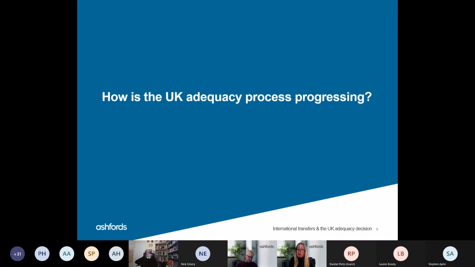But we're now halfway through that bridging period, if it extends for the full 6 months until the 30th of June. So I think it's probably a useful time for us to stop and have a look at how the adequacy process has progressed already.